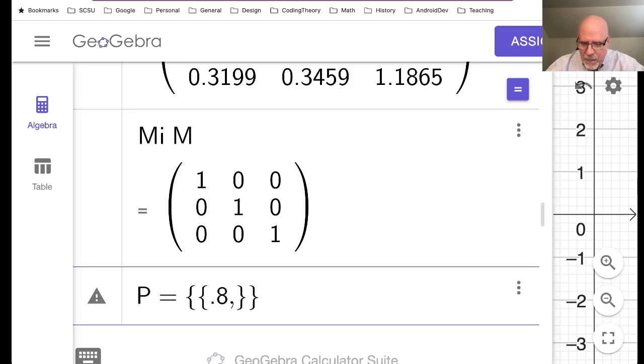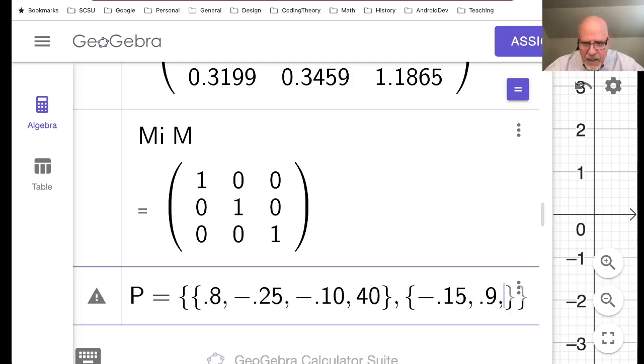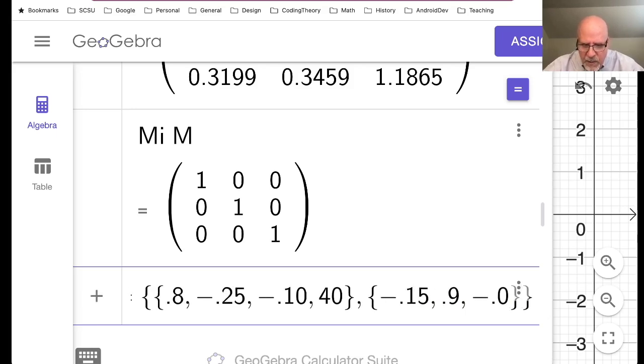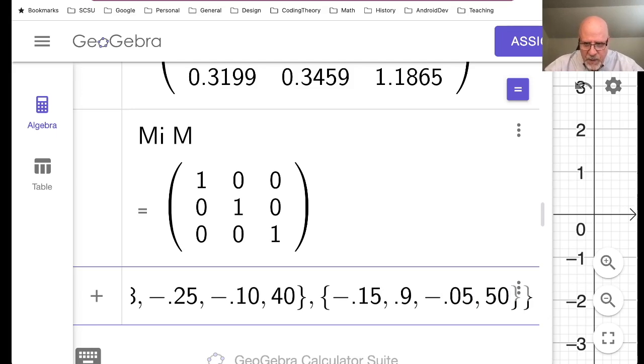0.8, comma, negative 0.25, comma, negative 0.10, comma, 40. Next row. Negative 0.15. The second entry in the second row is the place where you're going to be 1 minus the entry. So we get 0.9 there. Then a negative 0.05. And the augmented column contains a 50 there.